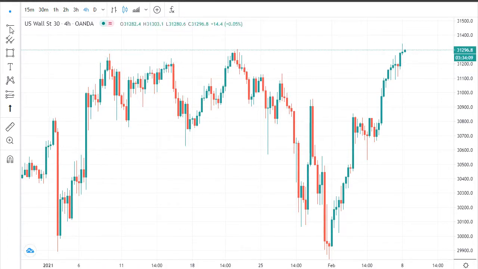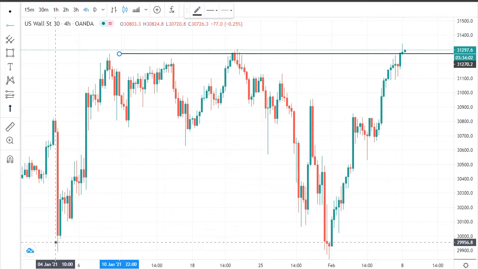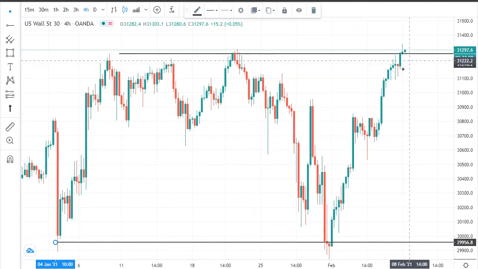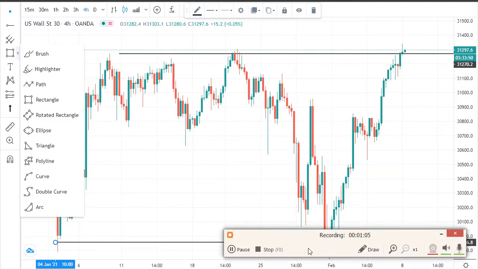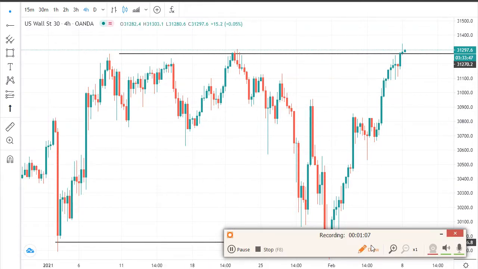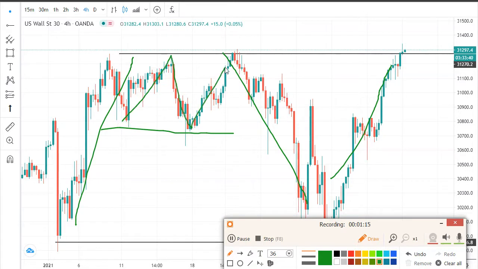So let's draw our resistance. Our resistance is like this. You can see the market is now very bullish. You can see here it was just going up, but if you checked the last video, you can see the market was just ranging. It was just going up and down. Sorry, it's going here, down, up. Even here, it tried to do a small ranging. You can see that.